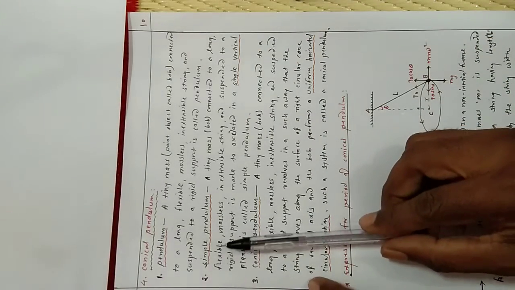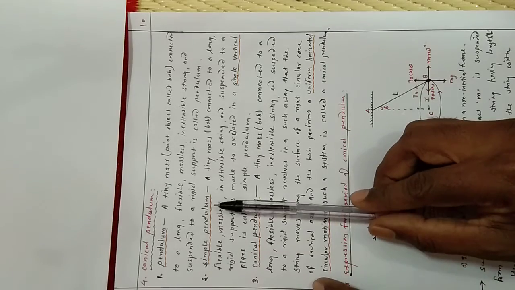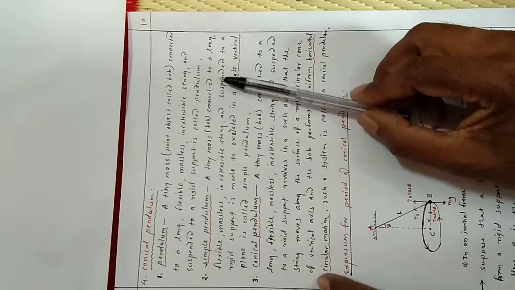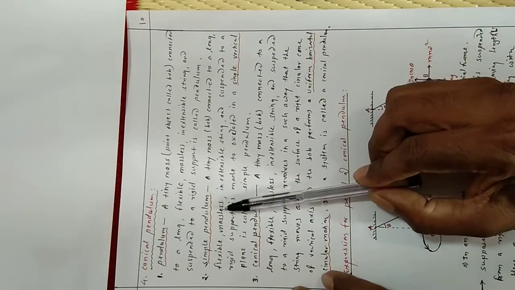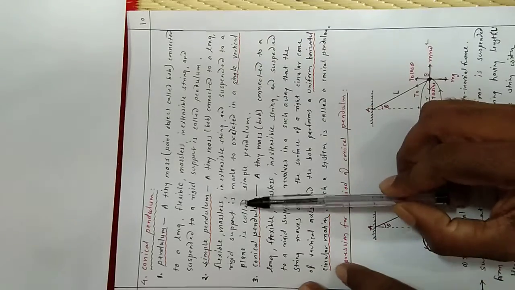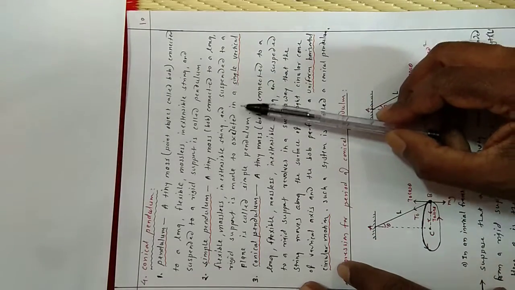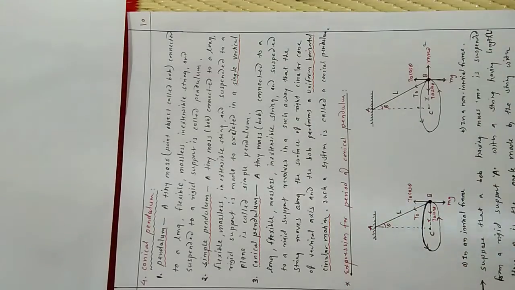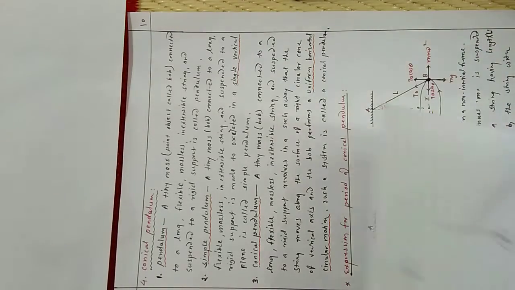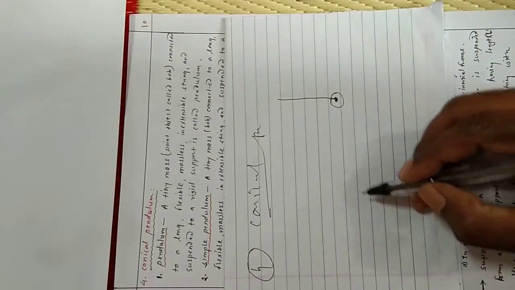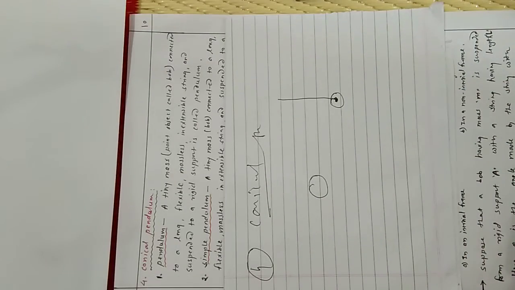Now from the pendulum we have the second definition, the simple pendulum. Same definition: a tiny mass, that is the bob, connected to a long flexible massless inextensible string and suspended to a rigid support, is made to oscillate in a single vertical plane, is called a simple pendulum. Now the third definition is the conical pendulum. Our conical pendulum is nothing but a simple pendulum.